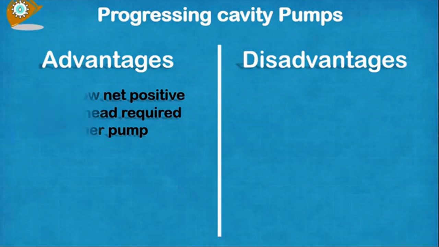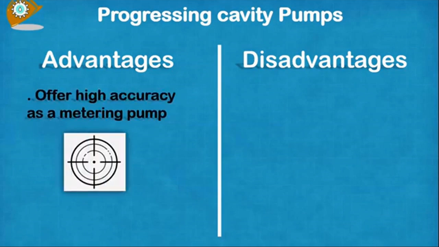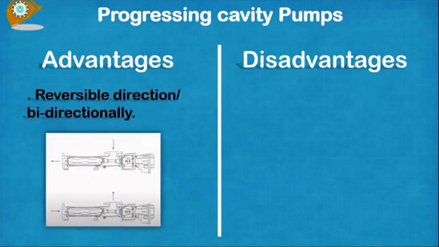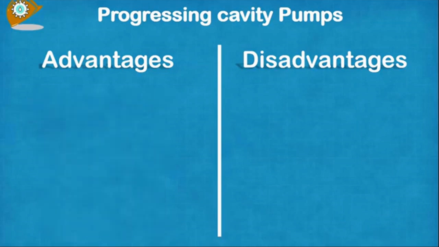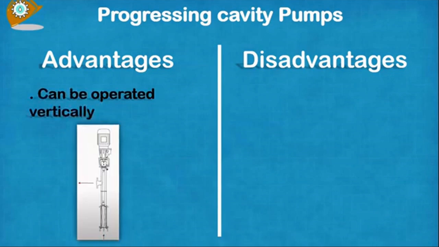As flow is directly related to pump speed and has a cavity design, it allows relatively predictable flows, making it suitable for use in metering and dosing applications. The fact that the pump may be operated in either direction with the suction acting as the discharge and vice versa is another benefit. Depending on the installation, the pump may also be operated vertically or horizontally.